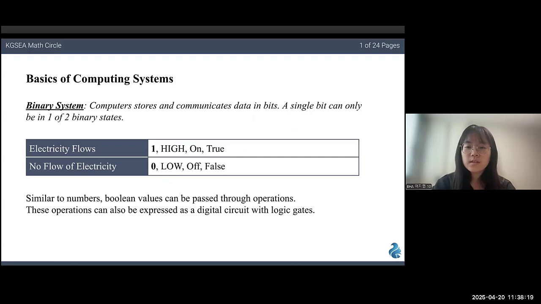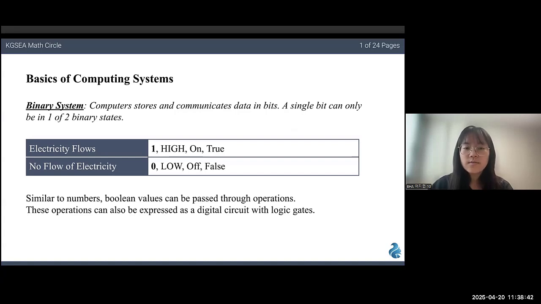Let's start with the basics of computing systems. Computers store or communicate data in a unit called bits, which is the smallest unit of information. A single bit is always one of two possible binary states, and the two values are determined when electricity flows or when there is no flow of electricity.